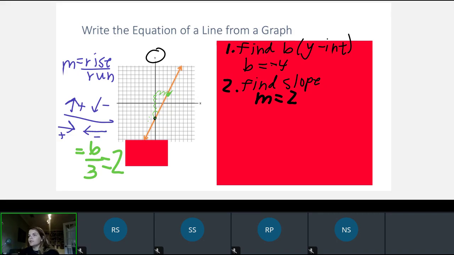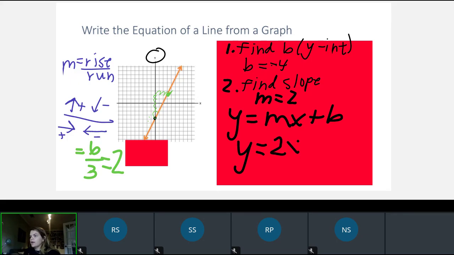Okay, now I know my slope. I know my y-intercept. I'm just going to now plug it in to y equals mx plus b. So the equation of this yellow or orange line is y equals 2x minus 4.